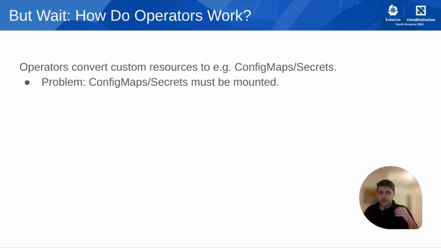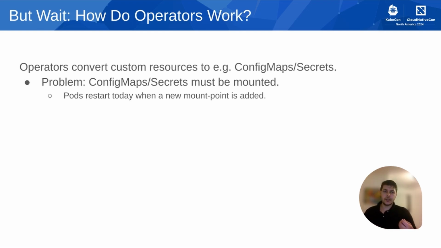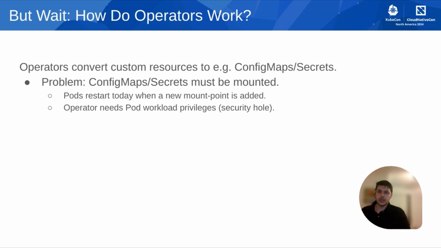Okay, this next problem is that the config maps or secrets must be mounted, right? So you can't just create one and the application will just use it. It has to be defined beforehand. And if you were to add any new config maps or secrets, you would have to add a new mount point, and that would restart the pods, regardless of whether your pod has a file system launcher. If you add a new mount, your pod will just automatically restart.